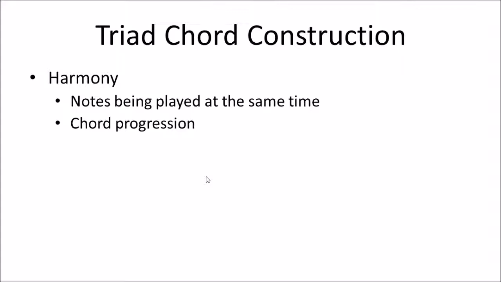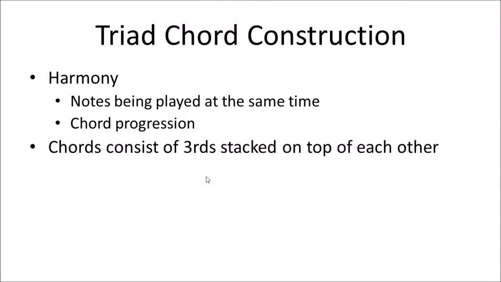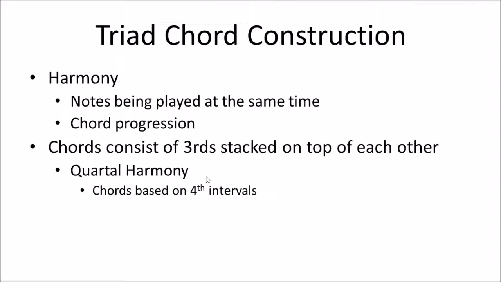And like I mentioned earlier in the course, a chord is defined as 3 or more notes played at the same time. And a chord usually consists of thirds stacked on top of each other. Sometimes major thirds, sometimes minor thirds, it just depends on the chord. And I say usually because there's another way to build chords based on fourths, and this is called quartal harmony. But for this course I'm only going to stick with tertian harmony, which is harmony based on thirds.